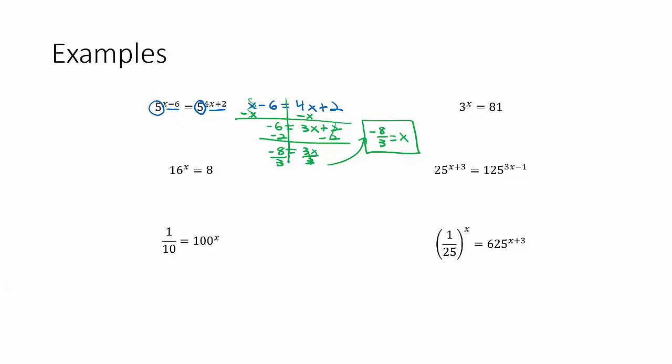Now, usually we're going to have to do a little bit of work, though, to get that same base on both sides. The second example here, 3 to the x equals 81. You can see they don't have the same base. However, we can write the 81 so it matches the base of 3. I can divide 81 by 3 4 times. 81 is 3 to the 4th power. So 3 to the x equals 3 to the 4th power. Now we've got that same base of 3, so the exponents must be equal. x must equal 4.